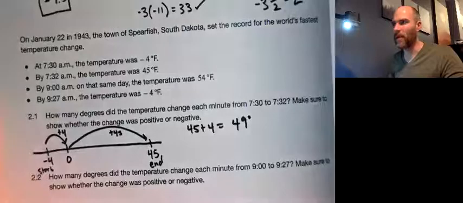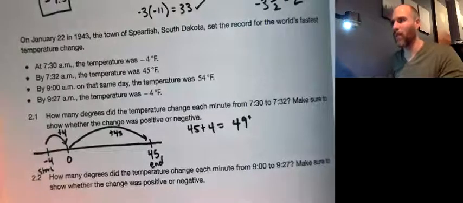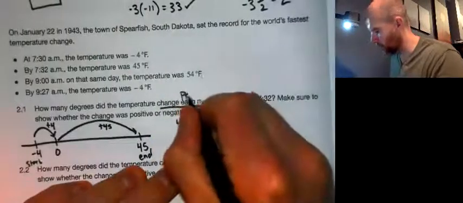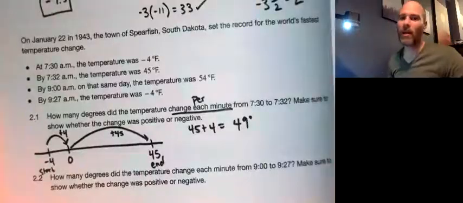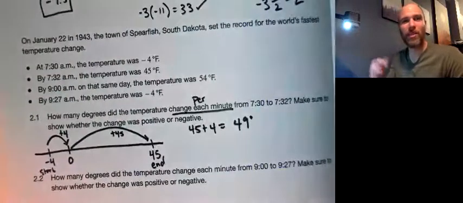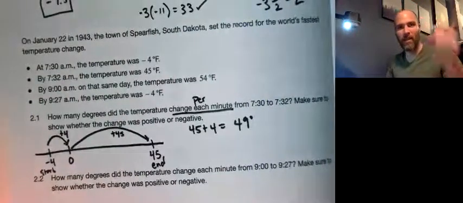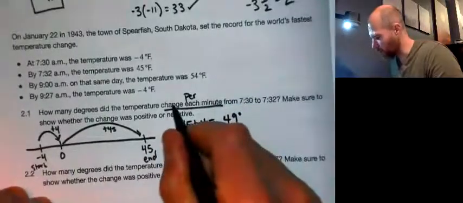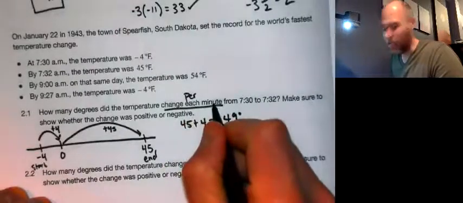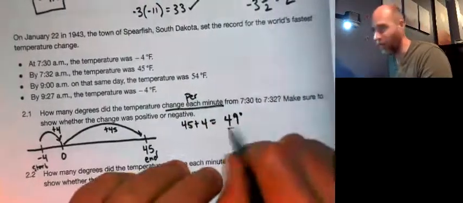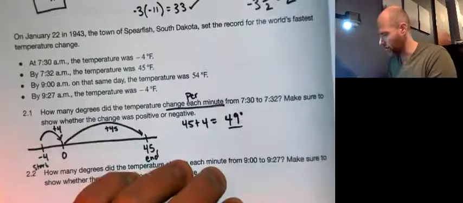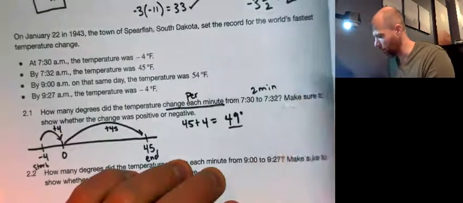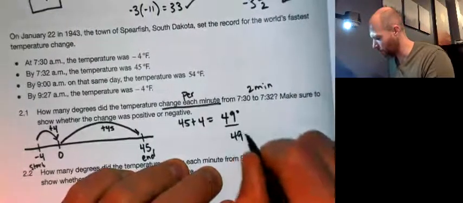And then it says we want to calculate the change each minute, or change per minute. And I like that word per because if you're in my class, I've said a million times that the word per just tells you to divide the first thing by the second thing. I'm reading this as change divided by minutes. Well, here's the change, we just figured that out. And the minutes, looks like 2 minutes, right? 7:30 to 7:32. So I'm going to do 49 divided by 2.